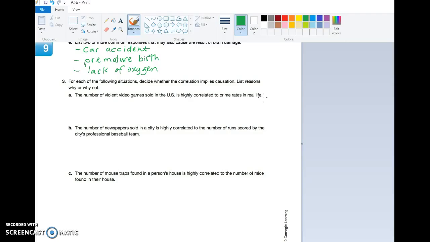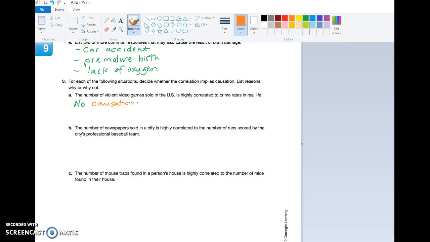Yes or no? That's no. No correlation. Let me change colors. No correlation, or no causation. There may be correlation. You may see that as the amount of video games is going up, the crime rate is going up, but one is not causing the other. Okay? We can't say that. Let's look at the next one.